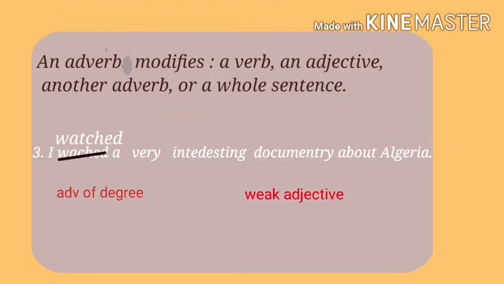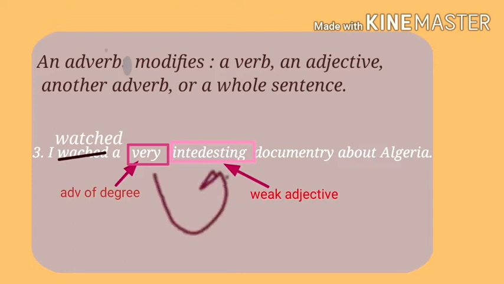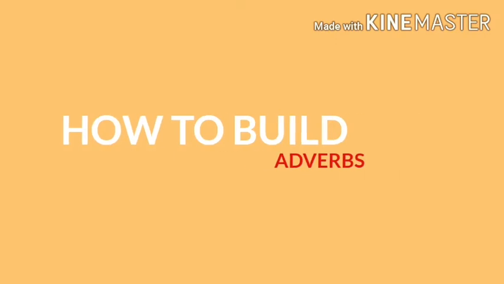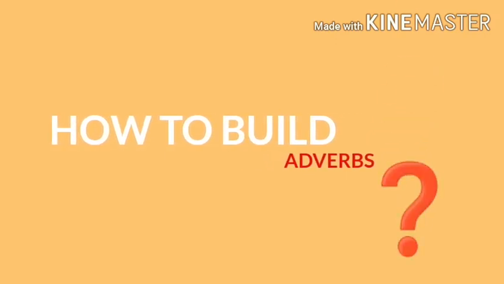Okay. The third example now, I watched a very interesting documentary about Algeria. Very here is an adverb of degree. Interesting is an adjective, a weak adjective, and very here modifies the adjective interesting, which the expression very interesting could be replaced by one word which is fascinating.